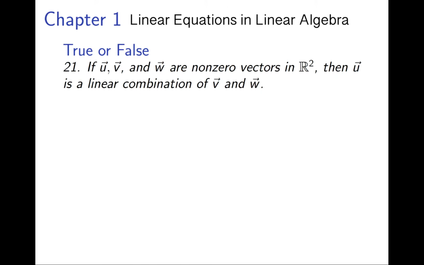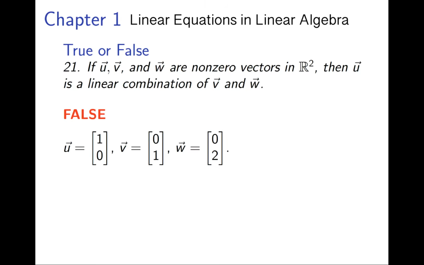Number 21. If U, V, and W are non-zero vectors in R2, then U is a linear combination of V and W. Well, you may think that's true, but you're wrong. Here's a counterexample. U could be the vector 1, 0, V could be the vector 0, 1, and W could be the vector 0, 2. And clearly, U is not a linear combination of V and W, right? Any linear combination of V and W will have a 0 as its top entry, and U does not.